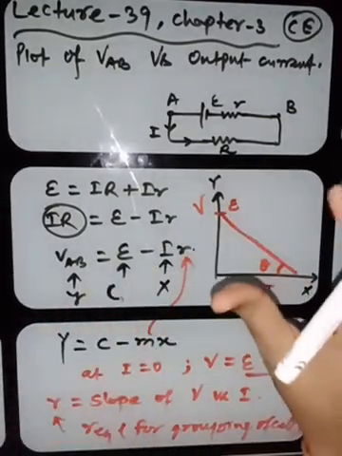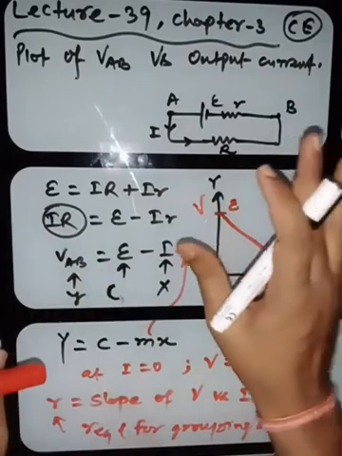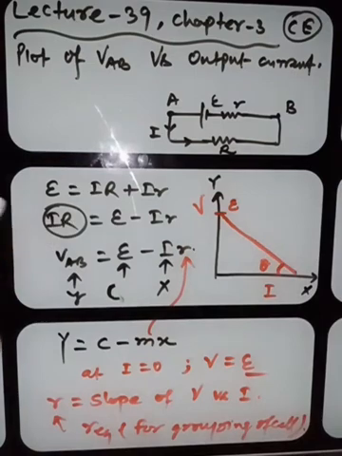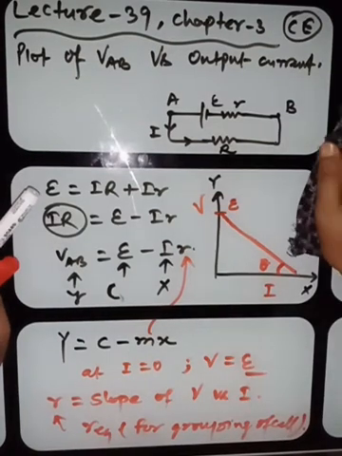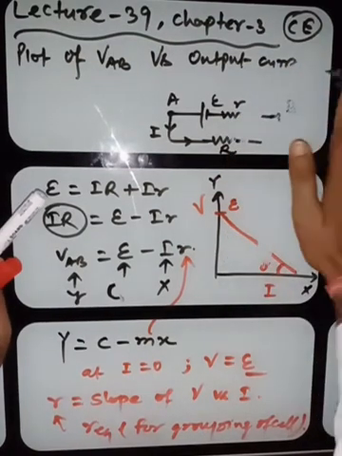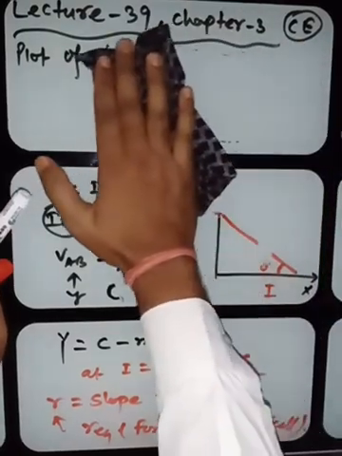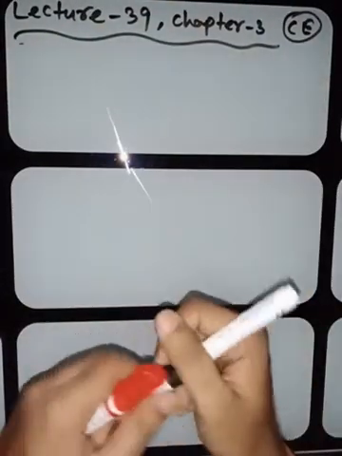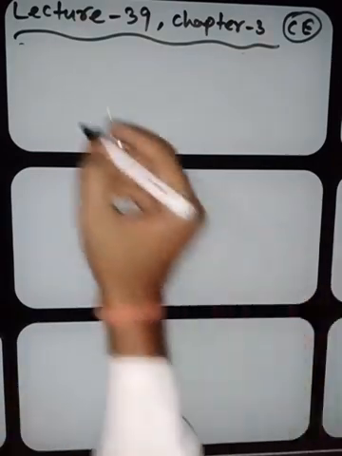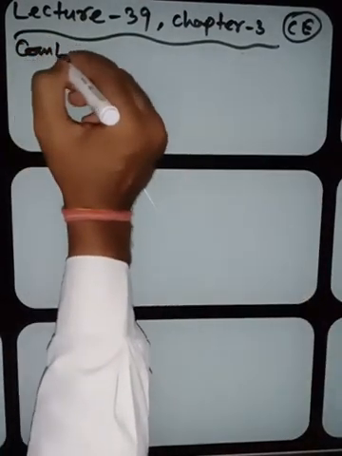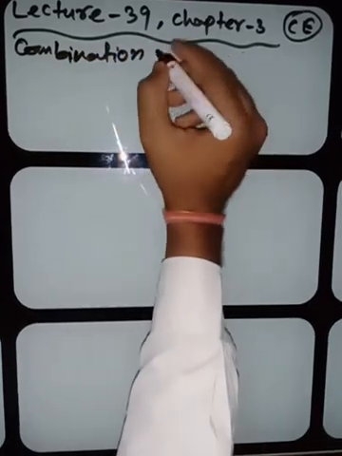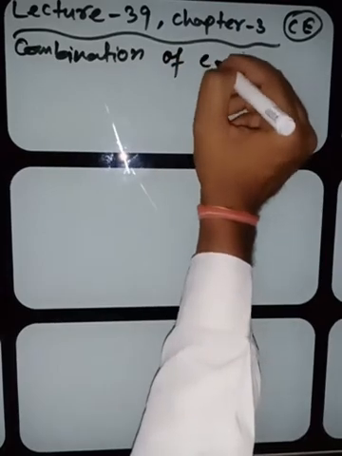I have given a number of questions in my assignment, and you can solve the assignment. Today we will discuss a few more questions after the combination of cells. So we are moving to the next topic, the combination of cells, my dear student. Kindly write down the next topic: combination of cells.